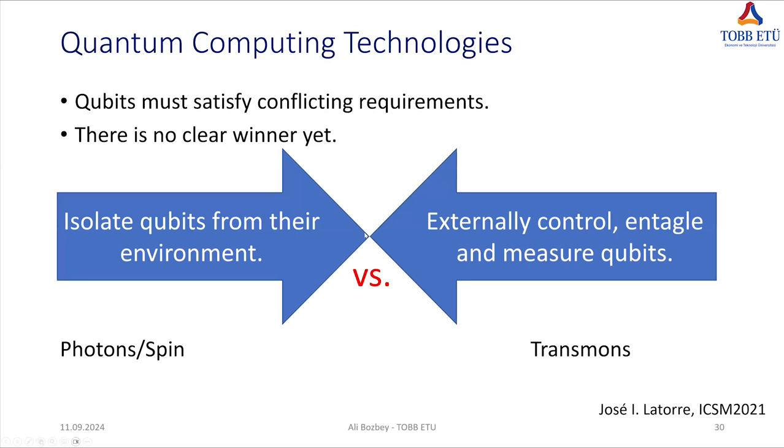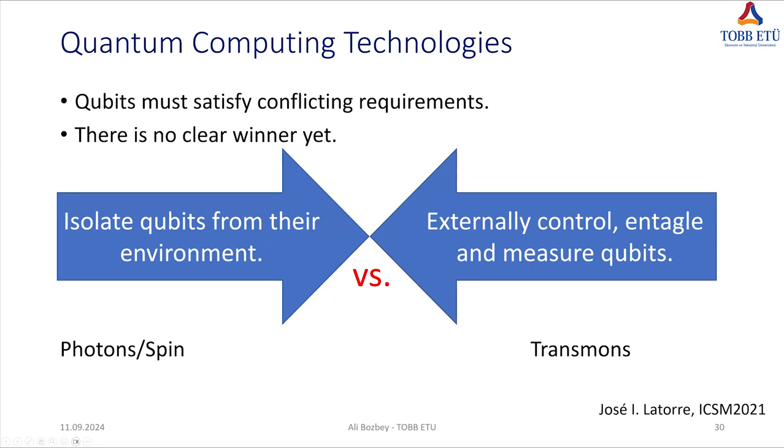So in the case of quantum computers, unfortunately, qubits must satisfy two conflicting requirements. For example, in the case of photonic quantum computers, it's easy to isolate the qubits from the environment because the wavelength or frequency is too high and the energy is too high. In the case of superconducting qubits, they are not so robust and they are prone to environmental intervention.